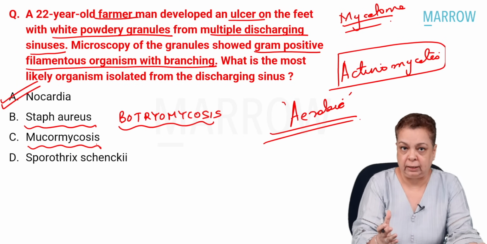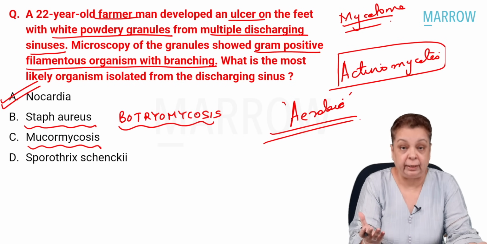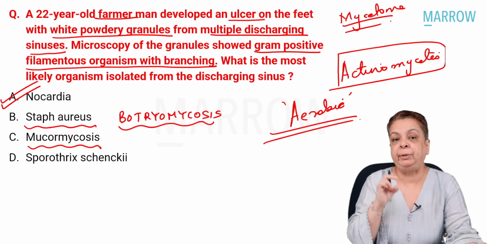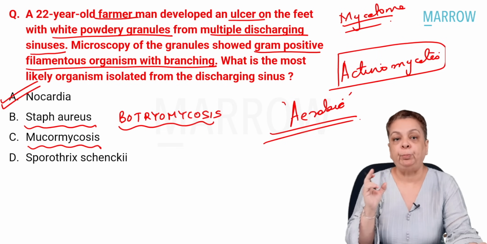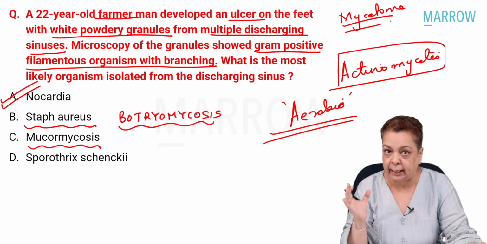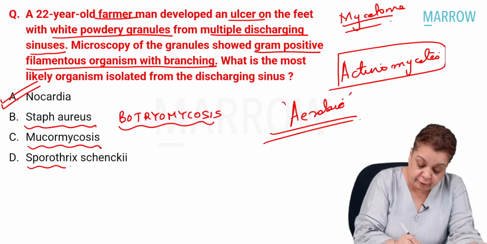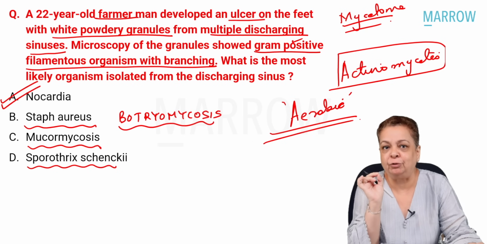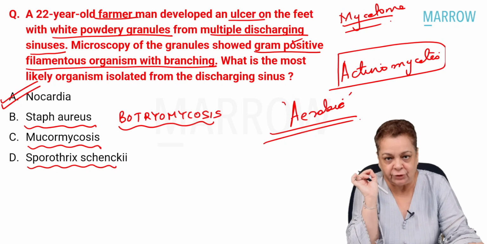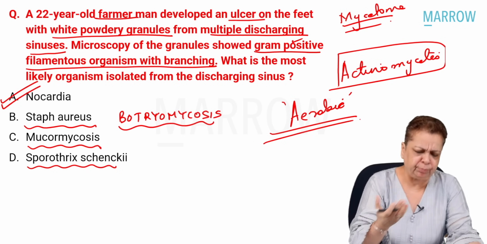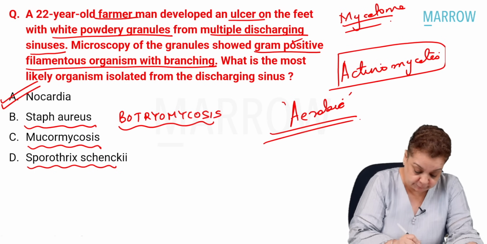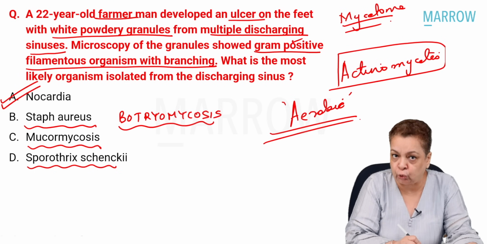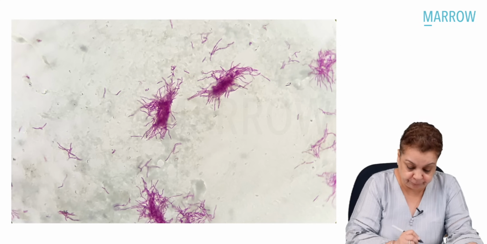Mucormycosis does not present like this as sinuses, and there you would see aseptate hyphae showing obtuse angled or 90-degree angled branching. Sporothrix schenckii would be stained not with gram stain, it would be seen with Gomori's methenamine silver, right? So pretty simple, Nocardia is our answer. So here the diagnosis is actinomycetoma due to Nocardia.